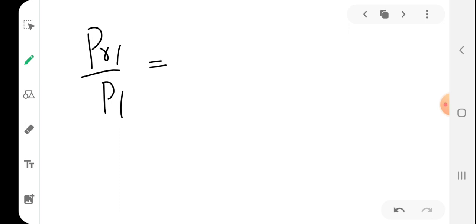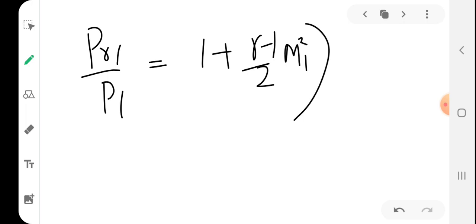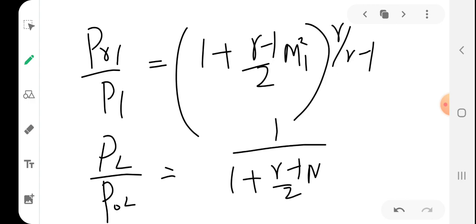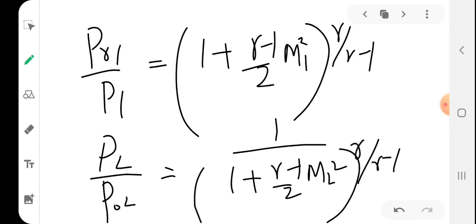Stagnation pressure ratio is nothing but (1 + (gamma - 1)/2 M1^2) raised to gamma/(gamma - 1), right? We have already studied this in the first module. Similarly, P2 by P02 is the inverse: 1 by (1 + (gamma - 1)/2 M2^2) all raised to gamma/(gamma - 1), right?